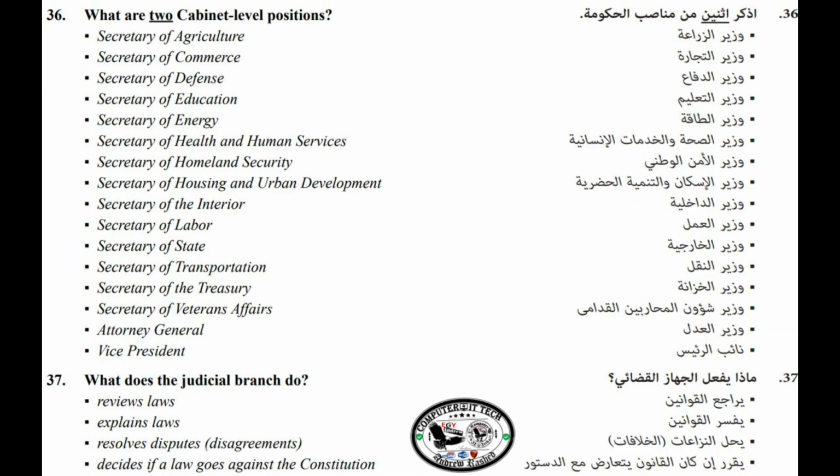What are two cabinet-level positions? Secretary of Agriculture. Secretary of Commerce. Secretary of Defense. Secretary of Education. Secretary of Energy. Secretary of Health and Human Services. Secretary of Homeland Security. Secretary of Housing and Urban Development. Secretary of the Interior. Secretary of Labor. Secretary of State. Secretary of Transportation. Secretary of the Treasury. Secretary of Veterans Affairs. Attorney General. Vice President.